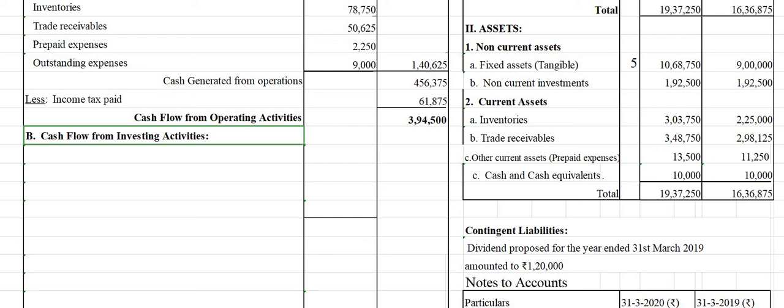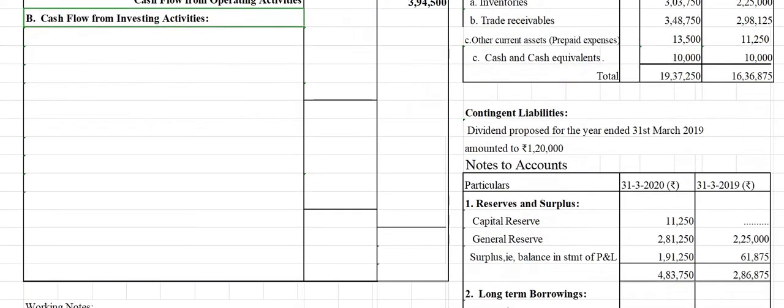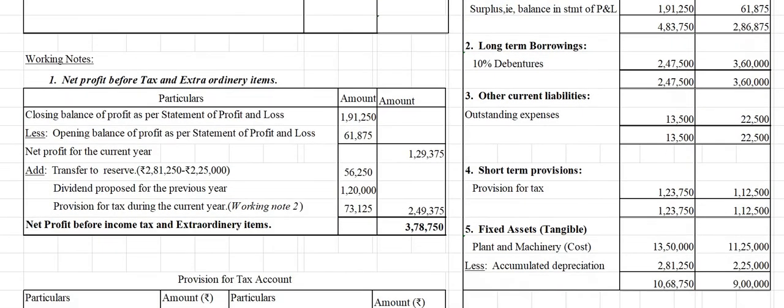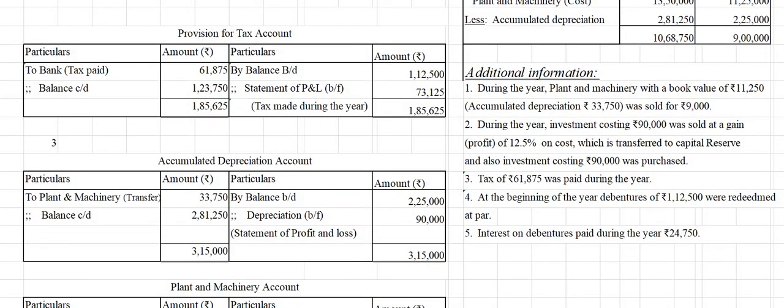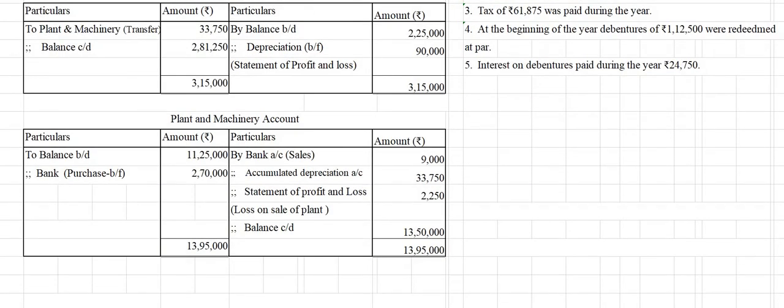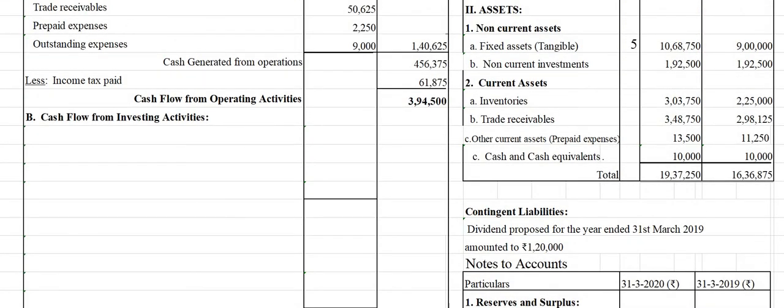Now the second one, cash flow from investing activities. In investing activities, let us see the accounts we have prepared, and what items we will get from them. In the machinery account, one sale is there and one purchase is there. These are the two items we can take from this account. After that, investment is also there. Proceeds from sale of plant and machinery, that means sales. We have sold it for 9,000 rupees.